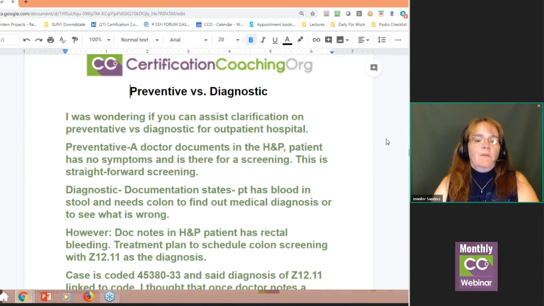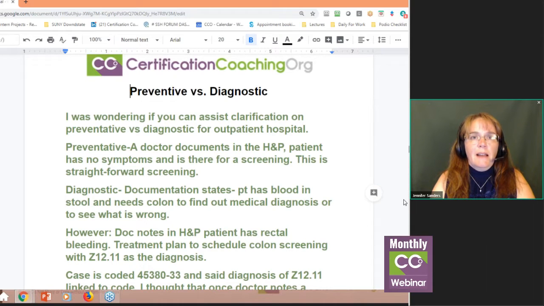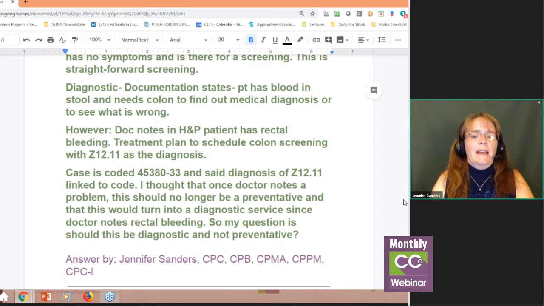So anyways, this person just needed some clarification for outpatient hospital procedure. So a preventive, they know that that's, you know, the doctor, they're documenting the H&P, the patient has no symptoms. And so they said, okay, we'll do a screening. Okay, that's preventive. Diagnostic, okay, there's something documented that says they have blood in the stool or something like that. So, okay, we need to go in there. This is diagnostic. We need to diagnose it and look at it and see what's wrong. That's diagnostic. Okay. So what if they say the patient has rectal bleeding, but the treatment plan is to do a screening with a screening ICD-10 code as their diagnosis.